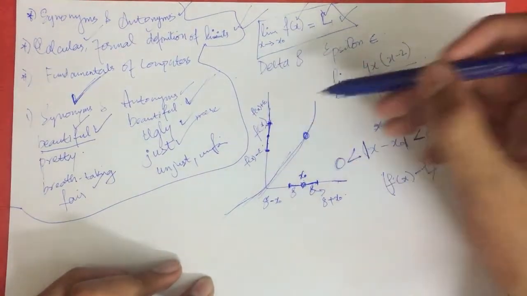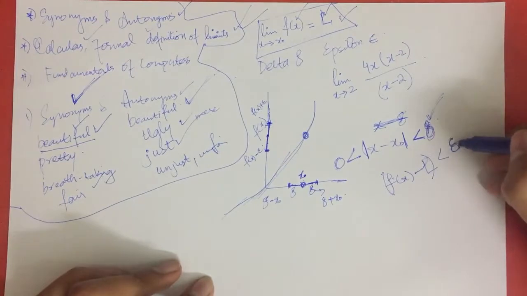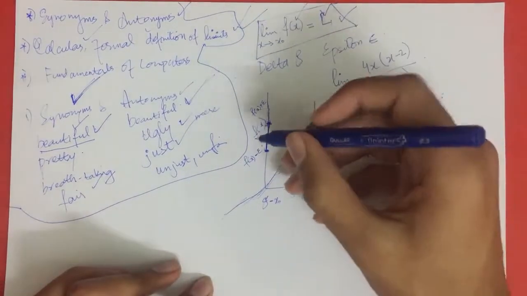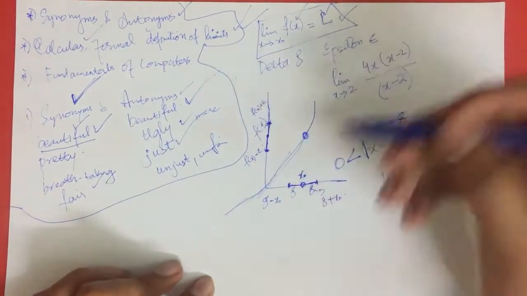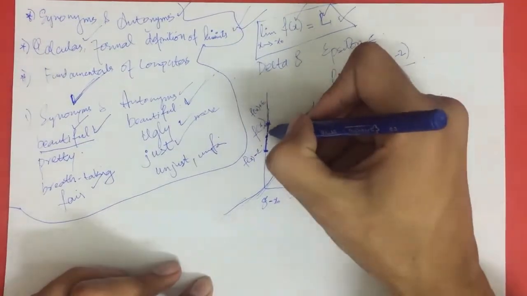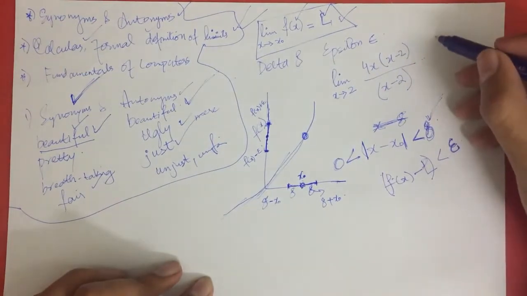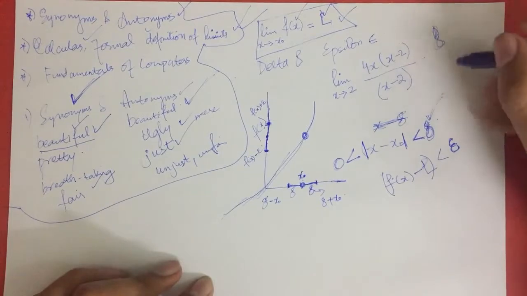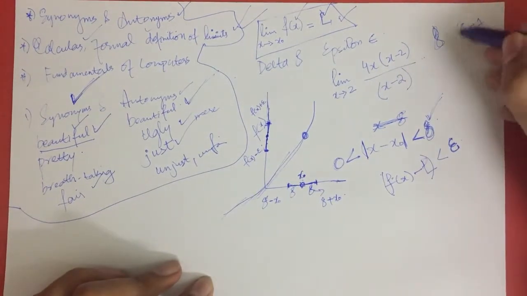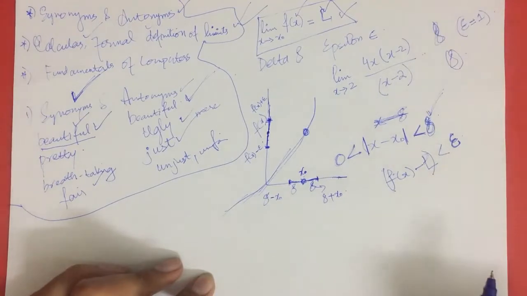So what this definition says is that if someone gives you epsilon and asks you to find the change, the delta, epsilon is basically how close the function's output must be to the limit. For example, if I say epsilon equals 1, I want to find what the delta is when epsilon equals 1, this close to the point where the function is undefined.